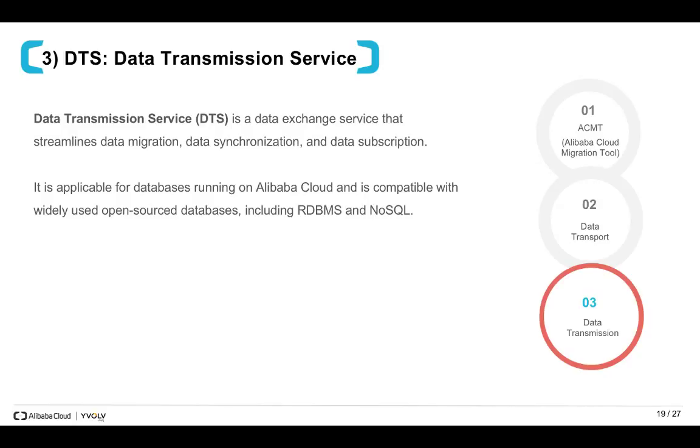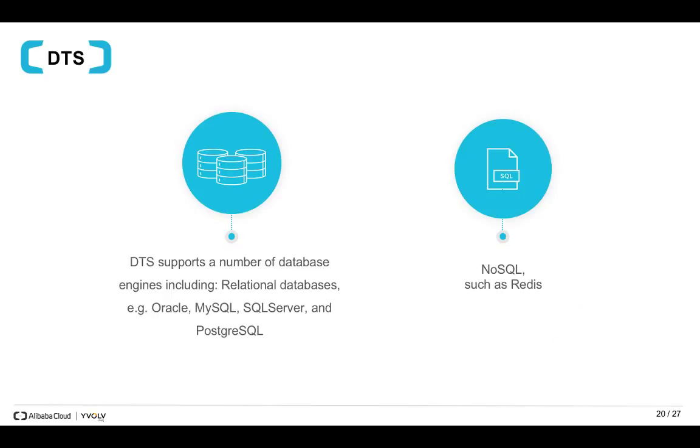The next important migration tool is DTS. DTS is nothing but the Data Transmission Service. Data Transmission Service is a data exchange service that streamlines data migration, data synchronization, and data subscription. It is applicable for databases running on Alibaba Cloud, and it is compatible with widely used open source databases. As you can see here, DTS supports a number of database engines, including relational databases like Oracle, MySQL, SQL Server, and Postgres, or NoSQL databases such as Redis or MongoDB. The best advantage of this specific tool is that it supports homogeneous migration and heterogeneous migration.